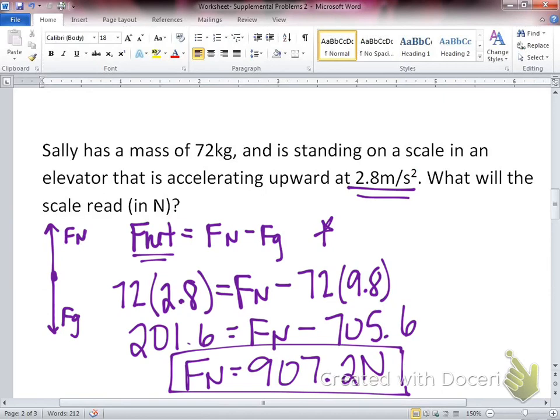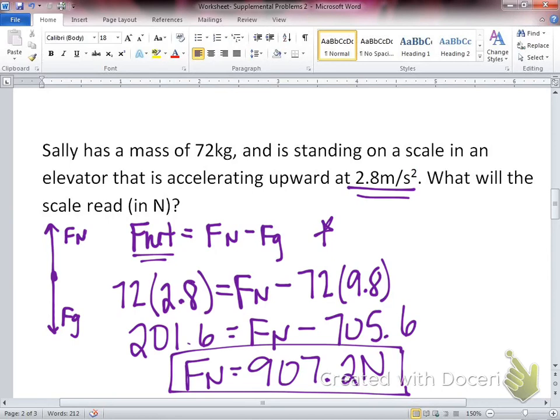It's reading a larger number. Okay? Because think about it this way. When I'm standing in an elevator and I'm accelerating in the upward direction, I'm moving upward, which means gravity's pulling me down with a greater force. So it would seem to this scale, right? The scale's moving upward, I'm trying to stand still, and gravity's trying to pull me back down, so I'm exerting a greater force on that scale, which means the scale has to exert a greater force on me.